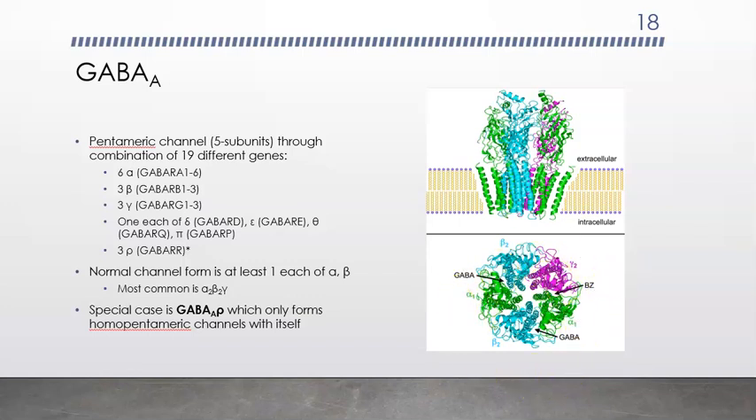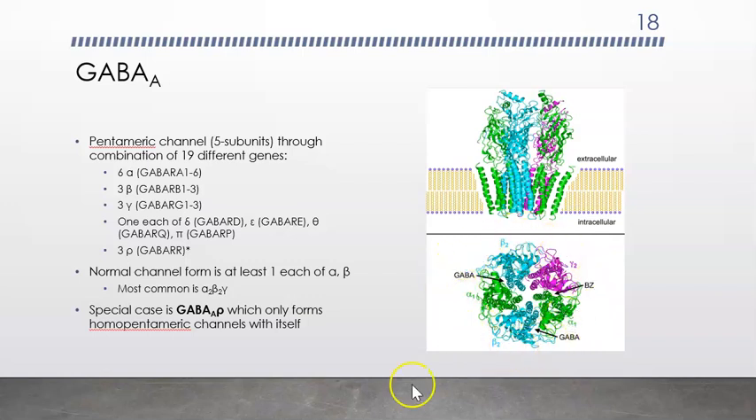Now, the most common form of the GABAa receptor is this one right here, where we have 2 alpha subunits and 2 beta subunits, and then a gamma. This is the most popular, but there are some cases, obviously, where you can switch these out, but this is just the most common.